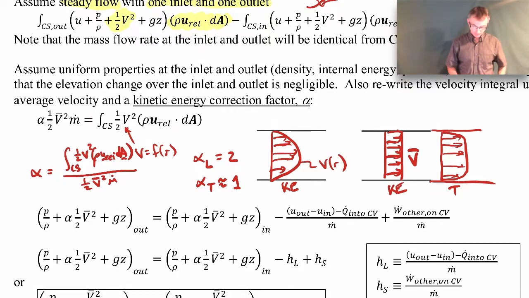Well, this grouping of terms, we group all in one place here. This is what we call a head loss term. And the idea is this. This term takes into account the conversion of macroscopic kinetic energy into microscopic or thermal kinetic energy.